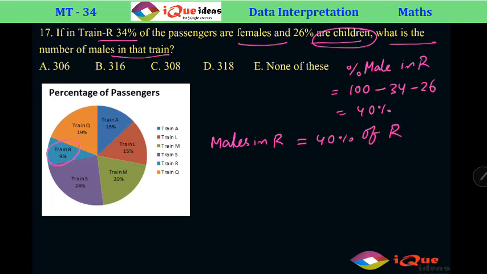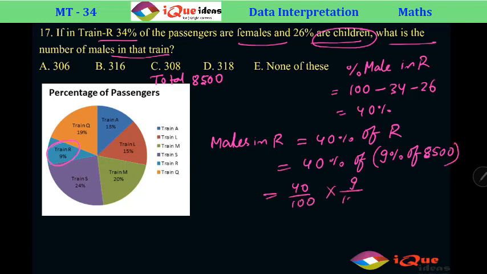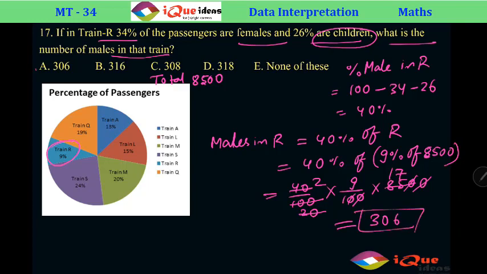Now R itself, where is R? R itself is 9% of the total 8500. So it is 40% of R, which is 9% of 8500. So 40 by 100 into 9 by 100 into 8500. Do the calculation carefully. 2 zeros are directly cancelled. 5 cancels 85 17 times and 5 cancels 100 20 times. 20 cancels 40 2 times. So 2 9s are 18, 18 into 17. 17 square is 289 plus 17, that is 306. So the answer of this question is 306, which is A option.